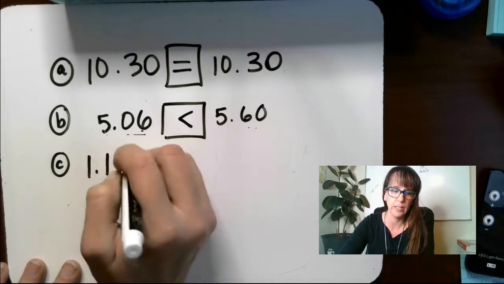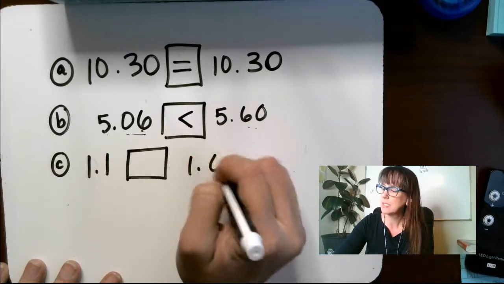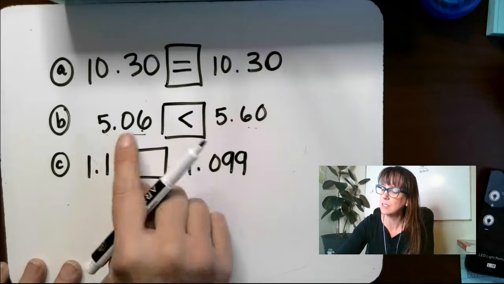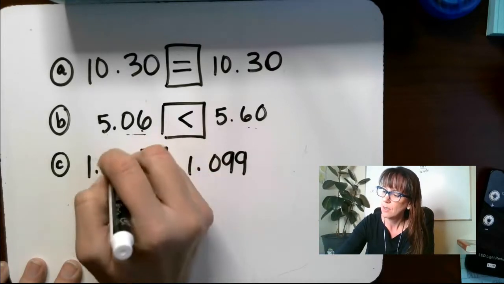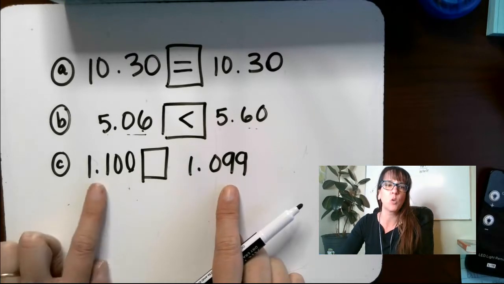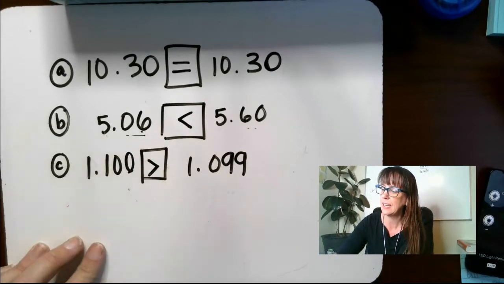C, 1.1, big box, 1.099. This has 3 digits behind the decimal, so this needs 3 digits as well. 1, 2, that's 2, and then 3. Which is larger, 99 or 100? This guy is larger.